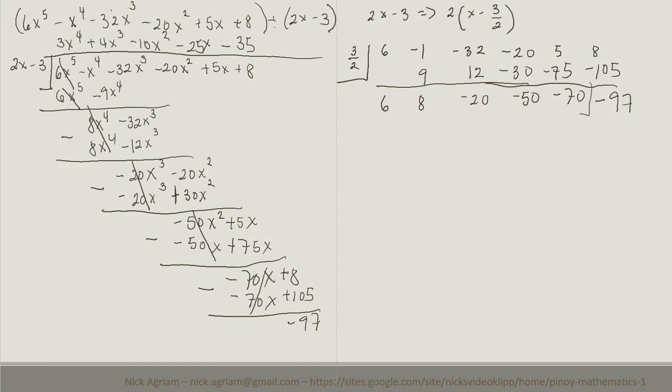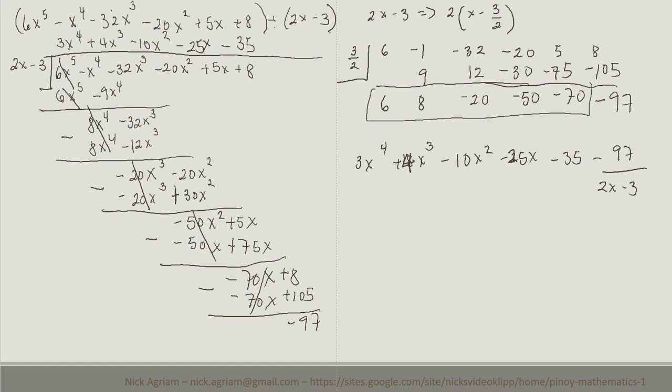So if we divide just this one, we have 3x raised to 4 plus 8x raised to 3, 4x, I should say, minus 10x squared minus 25x minus 35. It's 25 minus 97 divided by 2x minus 3. Like what we got here. 35, 25, 10. Good. We get the same.